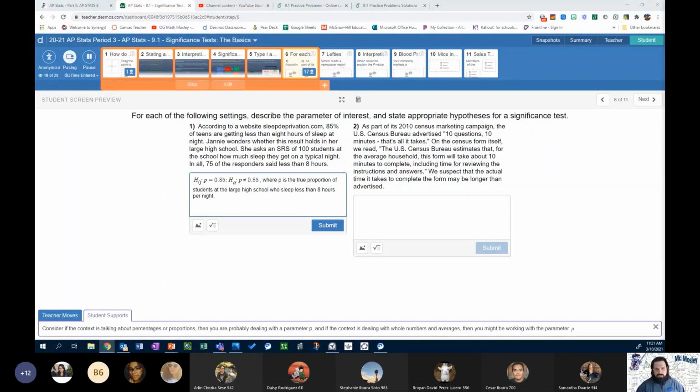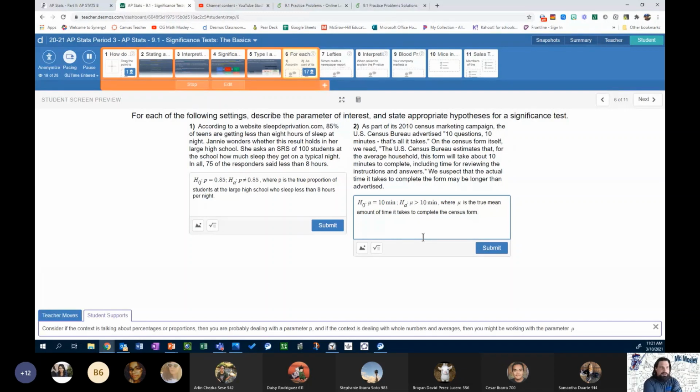Right, and so then we get the possible solution. This is one way to write it. The null hypothesis is that mu equals 10 minutes. The alternative is that mu is actually greater than 10 minutes. And mu is the true mean amount of time it takes to complete the census form.